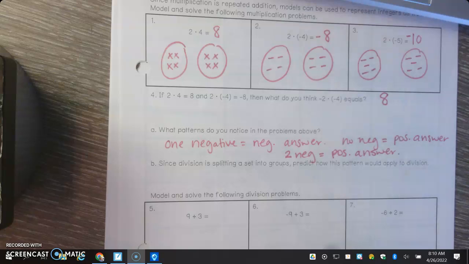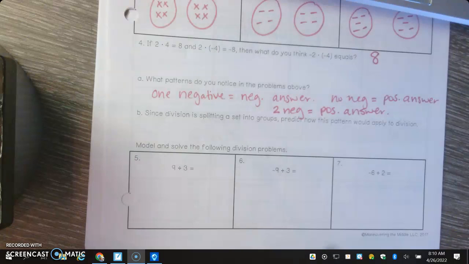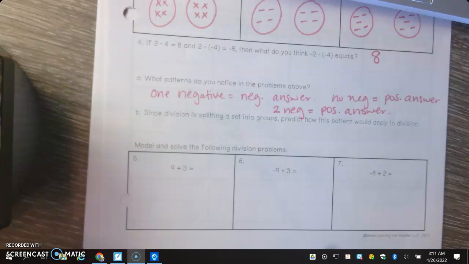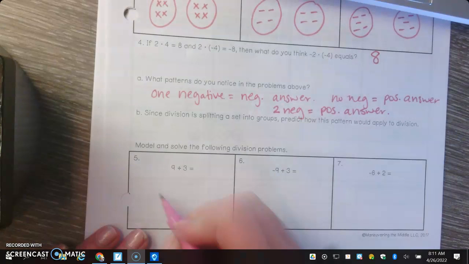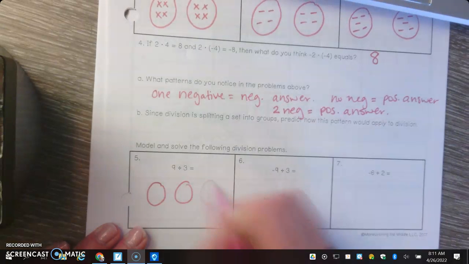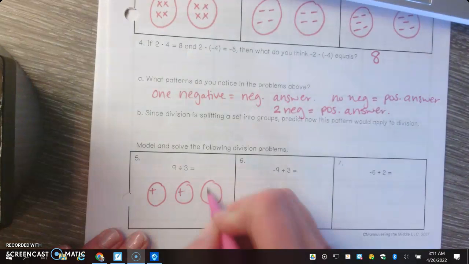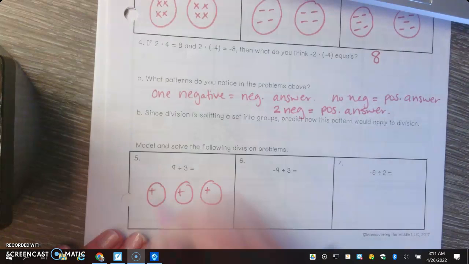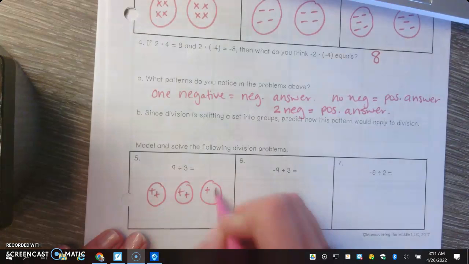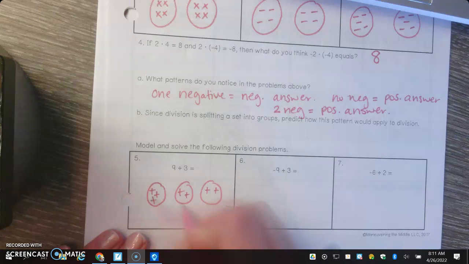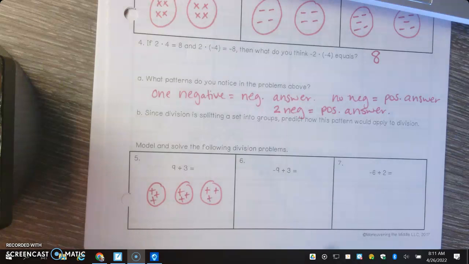So, since division is splitting sets into groups, predict how this pattern will apply to division. So, think about what that would mean for you. Okay? Alright, so multiplying, or dividing. So we've got a model. So we've got 9 divided into 3 groups. Alright, so I've got 1, 2, 3 groups. I need to divide up 9, so I'm going to say here's 1, here's 1, here's 1. So I'll probably have 3 total. I need to get to 9. Here's another, here's another, here's another. I have 6. Here's another, here's another, here's another. Oh, now I have 9. So each group has 3 positives.